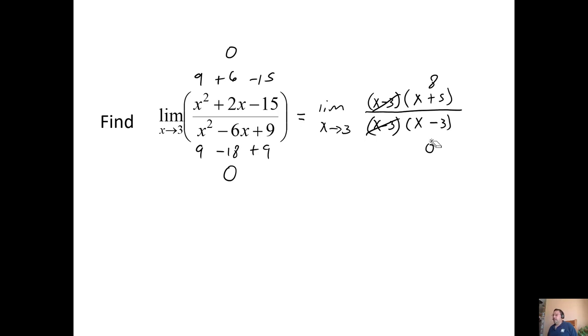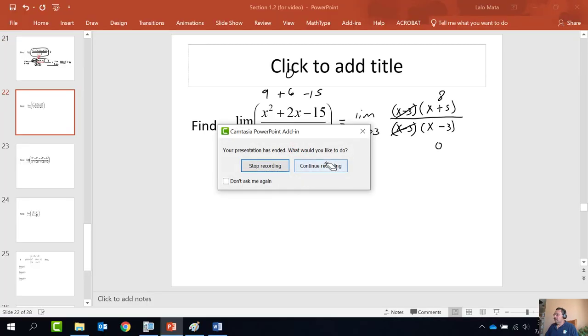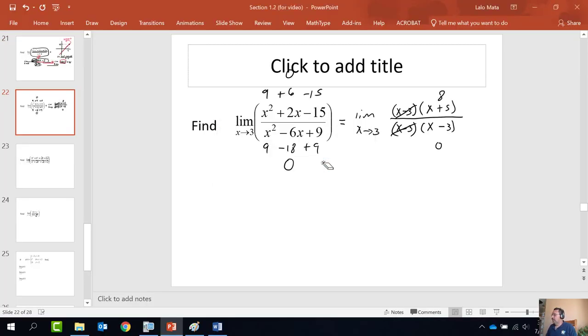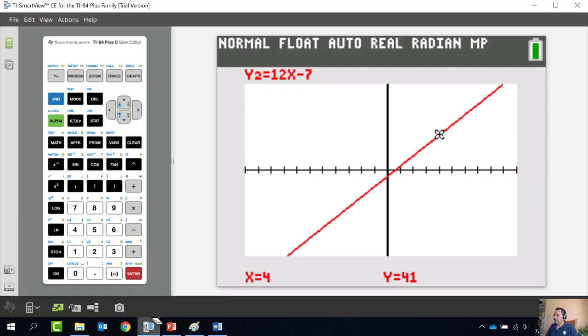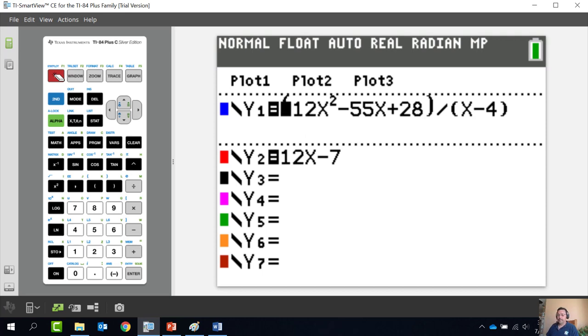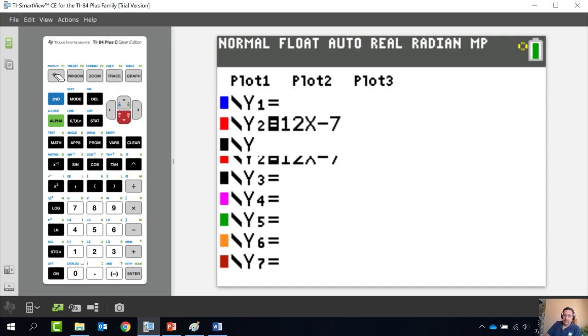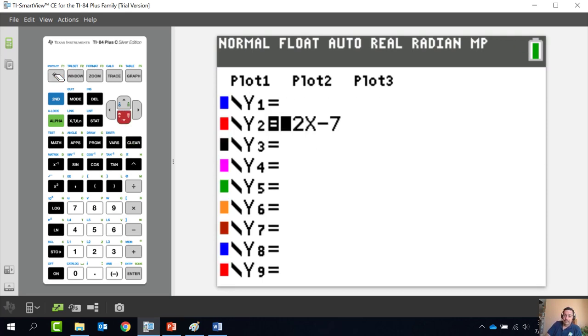Well, now the top is tending towards 8 and the bottom is tending towards 0, so you still have an asymptote, right? And so the work I expect to see is either a table or a graph. I don't expect you to be able to graph that in your head. That's why you have a calculator. So what we're going to do: x plus 5 divided by x minus 3, go to the calculator, go to y equals, get rid of that, and get rid of that.